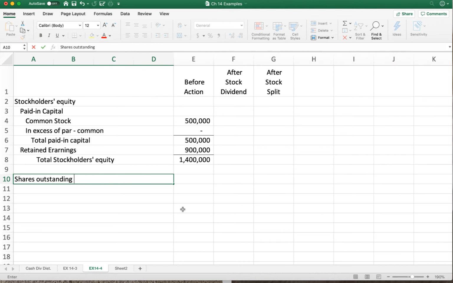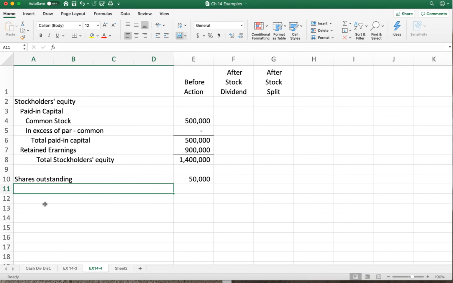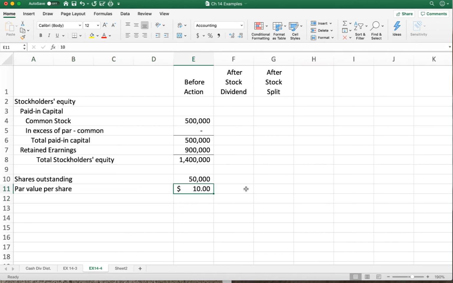How many shares outstanding do we have before the action? Well, we can do one of two things. We know what the par value is of the stock. They told us it's $10. Or we can just go back to the problem, read it, and recognize that we have 50,000 $10 par value shares outstanding. So the number of shares are 50,000. The next thing that we need to include is the par value per share. And the problem tells us that is $10.